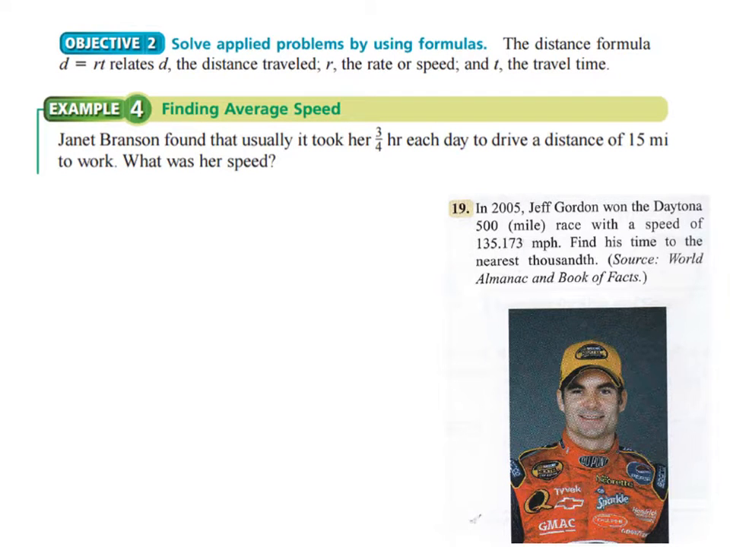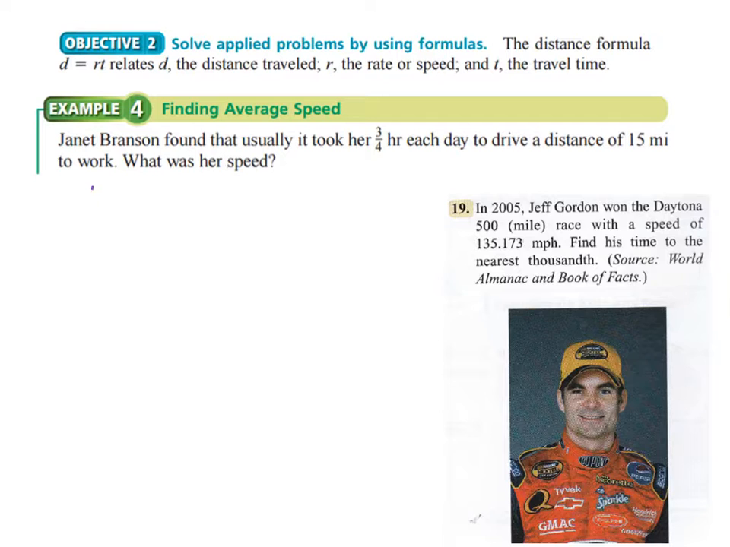Here we will take a look at using our distance, rate, and time formula. Normally it's solved for distance like it is here, but we can solve it for either the rate or the time depending on what we're dealing with. So in example 4, we've got Janet. It took her 3/4 of an hour to drive a distance of 15 miles. Question, what was her average speed?